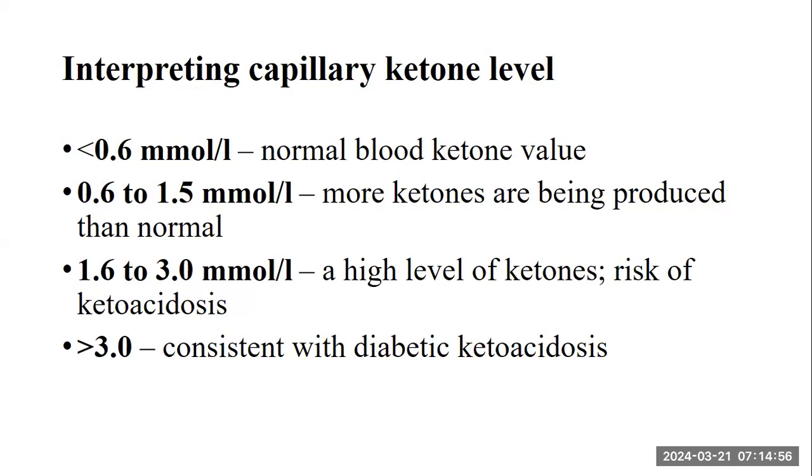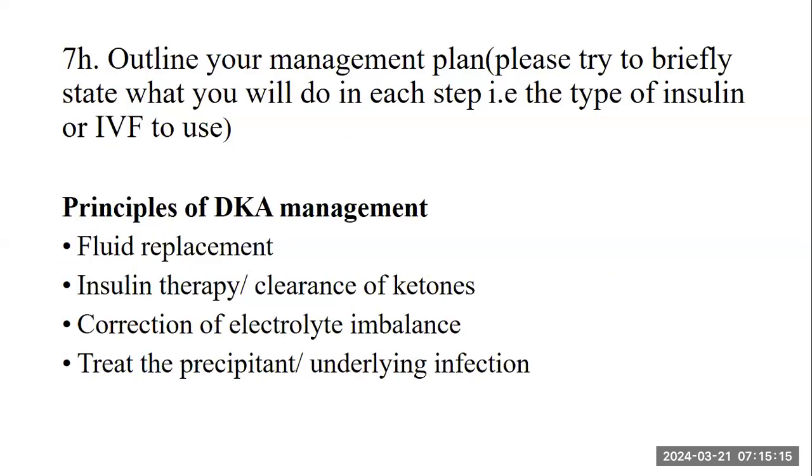So interpreting capillary ketone level, this is just to show us the range. The normal is less than 0.6 millimole per liter. When it's 0.6 to 1.5, you know that there are more ketones being produced. If it's 1.6 to 3.0, it's a high level and risk of ketoacidosis. And once it's greater than 3.0, you think of DKA. Outline your management plan and briefly state what you will do in each step.